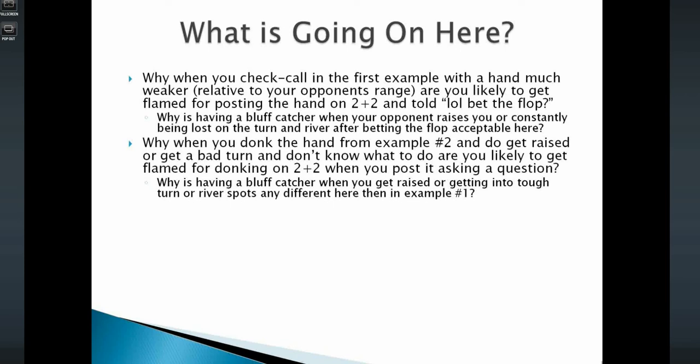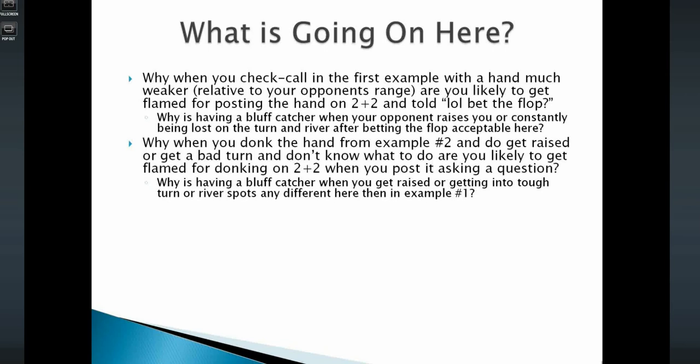Think about it. If you bet the flop in the second example where you're donking with queen-jack and you get raised, or a bad card falls on the turn and you don't know what to do, and you post a hand like that or ask a friend, they're probably going to respond, "Why are you donking the flop if you don't know what to do here?" Well, we have a marginalish strong hand out of position. All the time we're not going to know what to do.